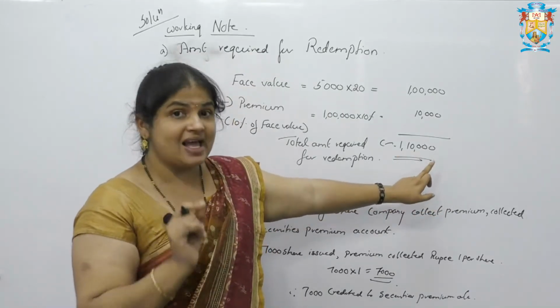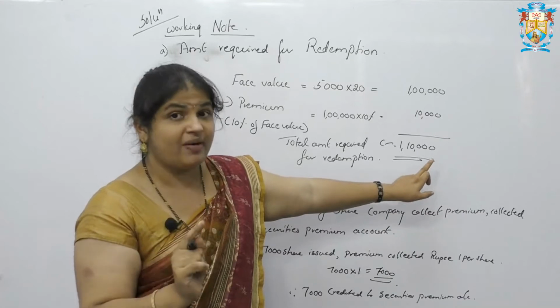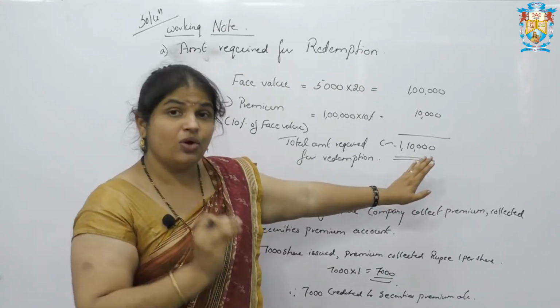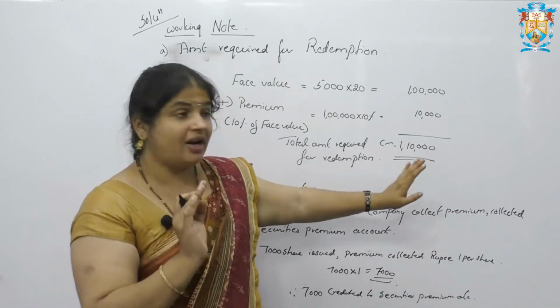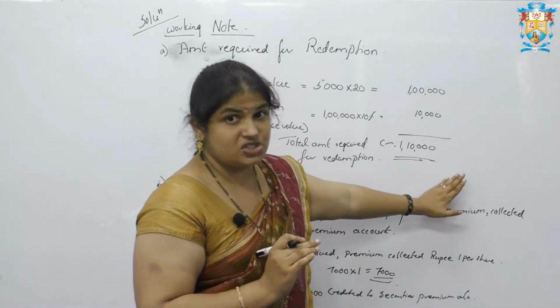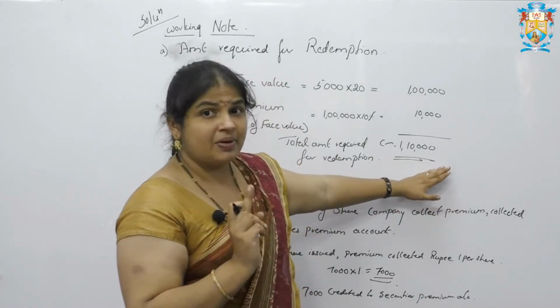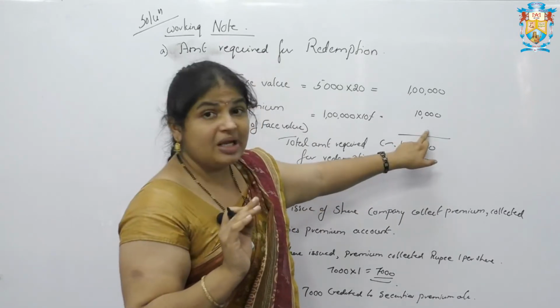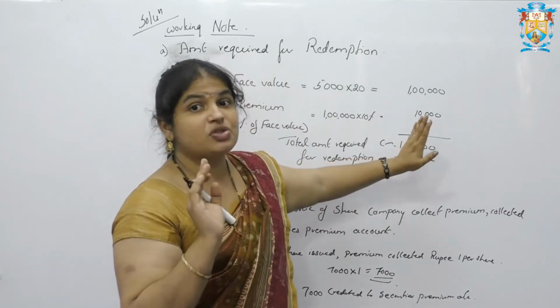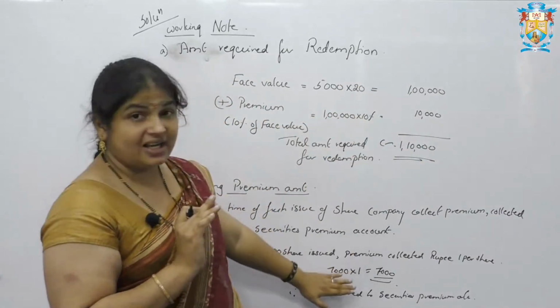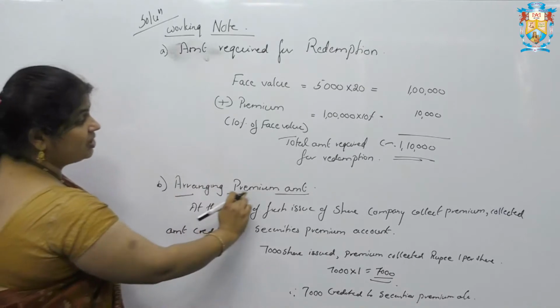According to the Companies Act, if I am going for redemption, what does the organization have to do? Whatever money they are going to redeem, that money should be arranged. Now what is the money I have to arrange? I have to arrange 1 lakh 10,000. Now one thing to remember: the face value amount is utilized for face value, and the premium amount is utilized for the premium. After completing the first step, come to the second working note, that is arranging the premium amount.